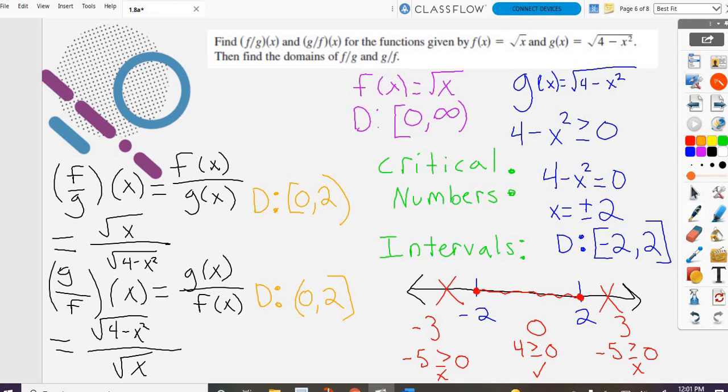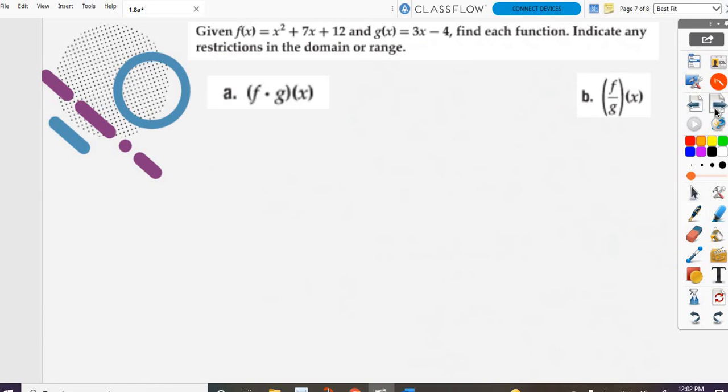Questions on any of that stuff? Like I said, this would be the most complicated type of domain question I would ask you, okay? But our next example is something more like what I would ask you on a test, okay? So I want you to try this next question on your own. So you're multiplying and dividing, but notice that you just have polynomials for f of x and g of x. So no square roots this time.